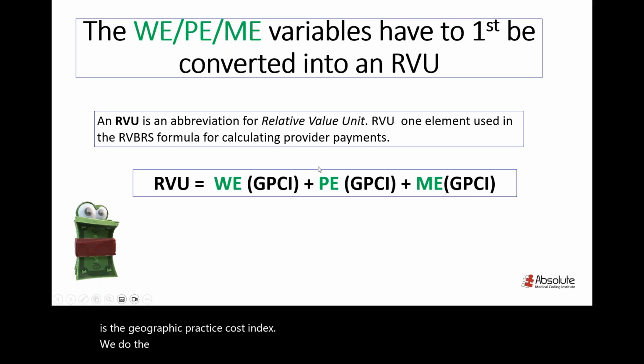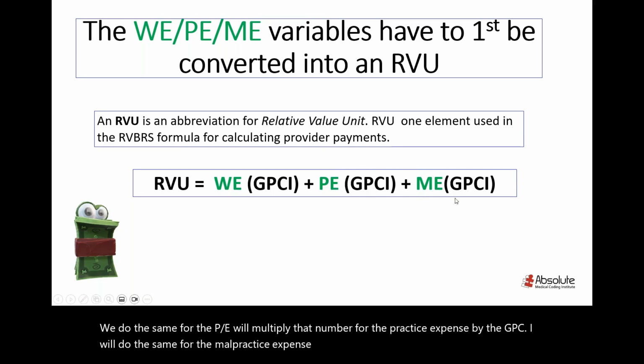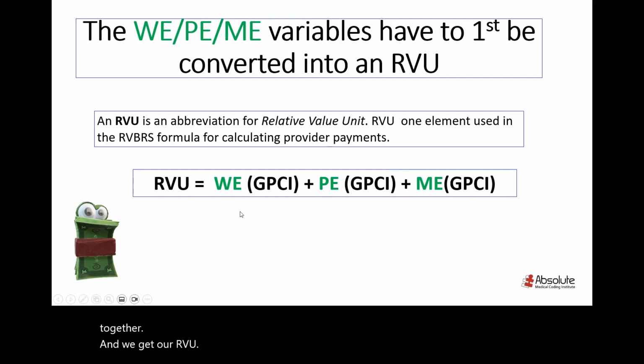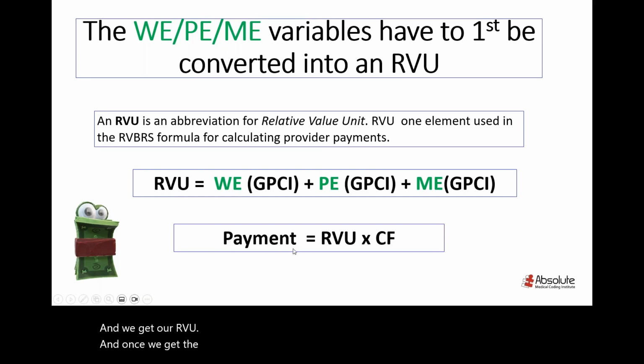We do the same for the PE. We'll multiply that number for the practice expense by the GPCI. We'll do the same for the malpractice expense and multiply it by the GPCI. Then we add them together and we get our RVU. And once we get the RVU, we'll multiply it by the conversion factor. And that will produce our payment.